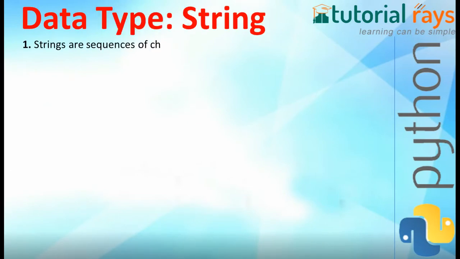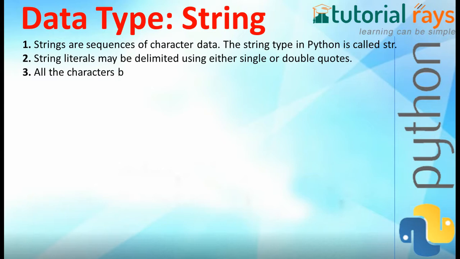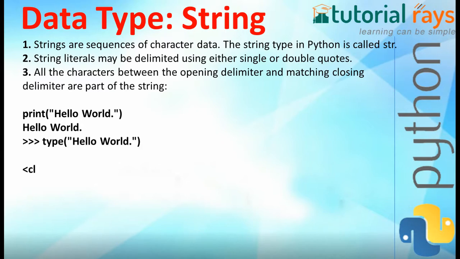The next one is data type string. Strings are sequence of character data. The string type in Python is called str. String literals may be delimited using either single or double quotes. All the characters between the opening delimiter and matching closing delimiter are part of the string. For example, print hello world. So this is string type hello world.